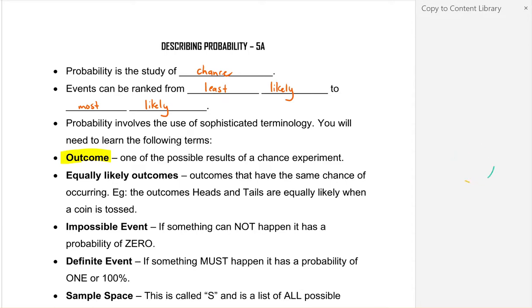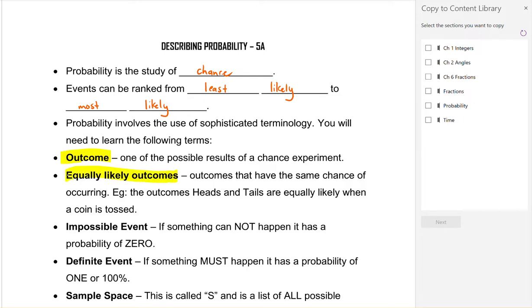So rolling the dice, there is 6 different numbers that you could get, a 1, 2, 3, 4, 5, or a 6. They are the different outcomes. Equally likely outcomes means that each of the outcomes have the same chance of occurring. So you would hope that with a dice, each of the numbers should have an equally likely chance that they are going to occur. And same with a coin. It should be equal to get a head and a tail.